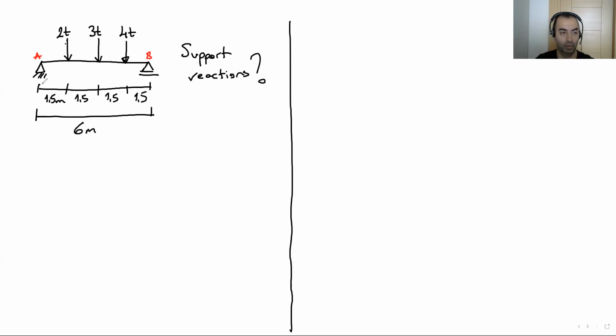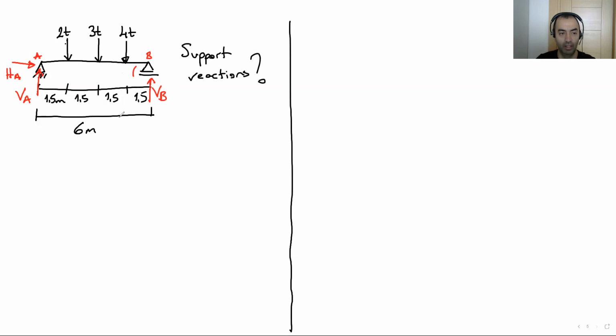This is a pin support. If we have pin support, that means we have 2 unknowns. The first one is the vertical one, vertical A. The other one is horizontal one, HA. And for the second one, we have a roller support. Remember this representation. This shows us this is a roller support. So we have only vertical unknown, which is vertical support reaction, which is VB.